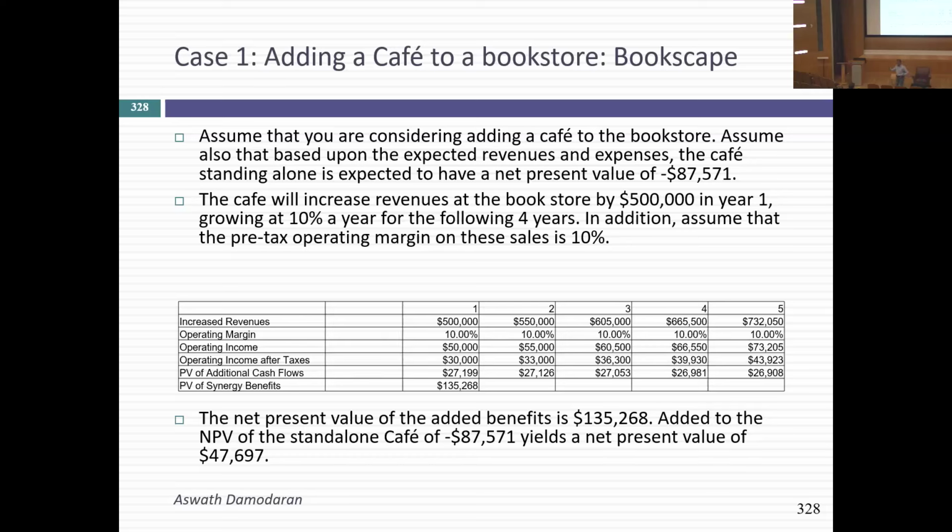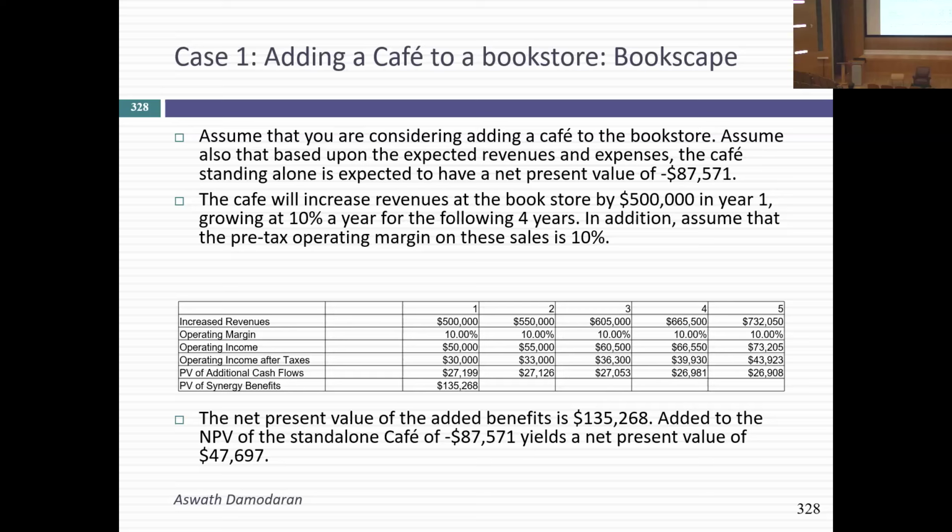So let's say you do it like you do the initial investment cash flows, and you come up with a negative net present value. End of the game, right? Negative net present value, let's stop. But let's say building that cafe with the negative net present value will draw new customers into the bookstore. So you've projected out the increased revenues and the cash flows. I've taken the present value of those cash flows at the bookstore cost of capital, and I end up with a net present value of $135,000 from the additional sales in the bookstore.